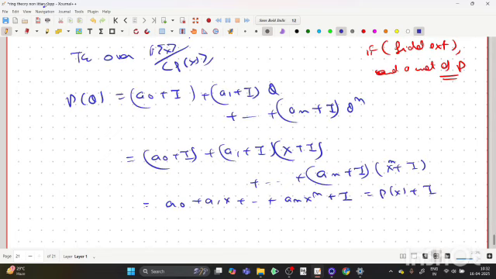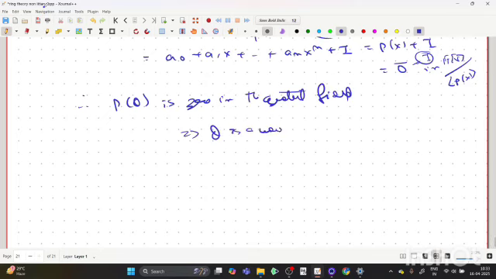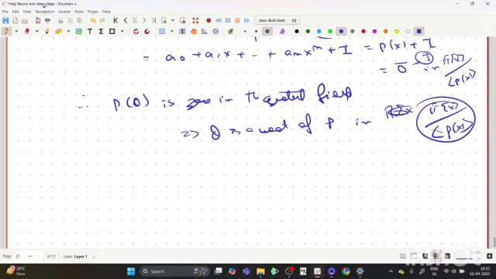But what was I? I was this itself; this is something which we have chosen to be I. So this is 0, or rather 0 bar, in F[x] modulo p(x). So what we conclude from here is that p of theta is 0 in the quotient field. This implies that theta is a root of p in F[x] modulo p, and therefore p admits a root, right? Okay.